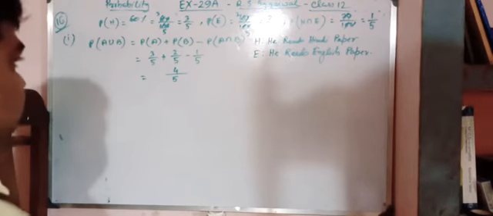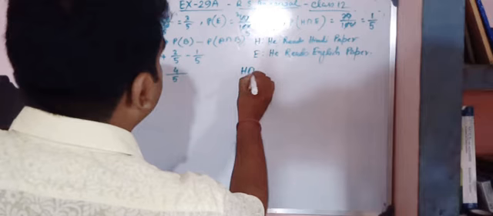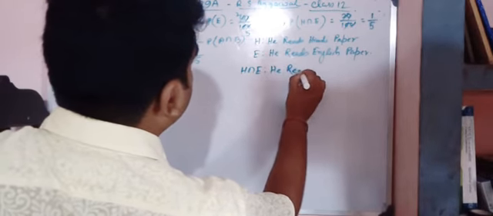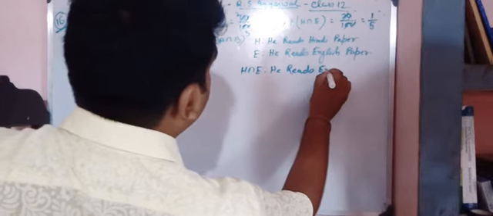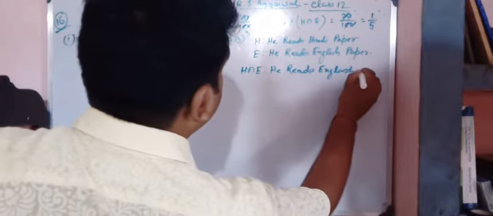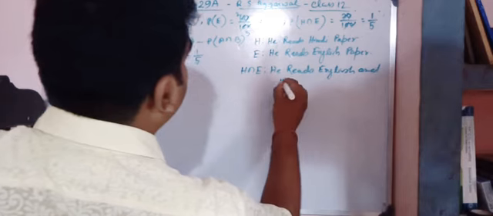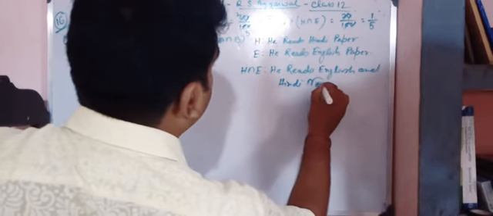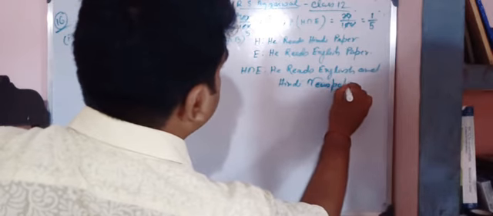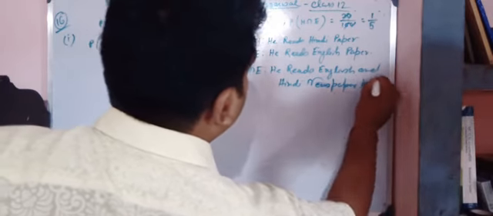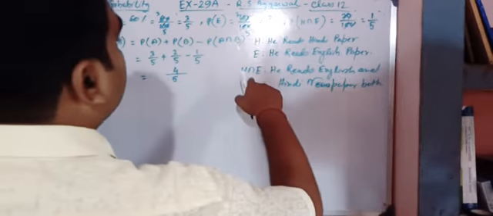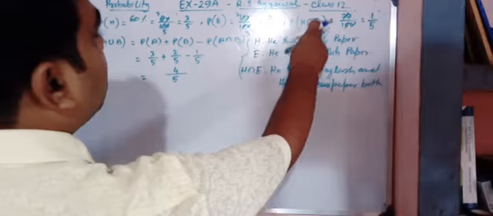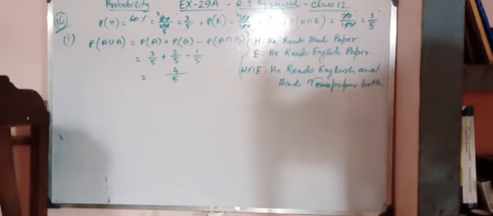And H intersection E, he reads English and Hindi newspaper both. Okay, so we defined the events like that. Probability of H intersection E is equal to 1 by 5.